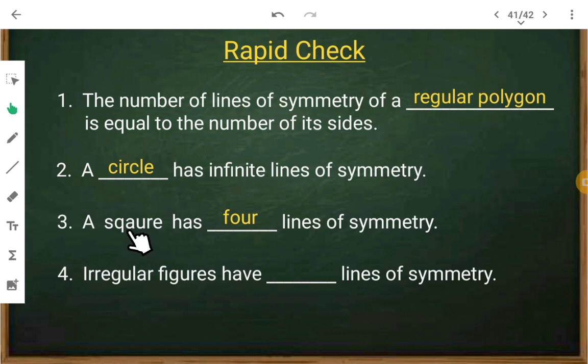And the last question, an irregular figure has dash lines of symmetry. A square is a regular polygon, and I am asking about an irregular figure. What will be the lines of symmetry? Yes, there is no line of symmetry for an irregular figure.